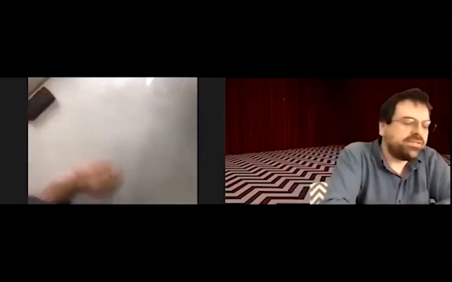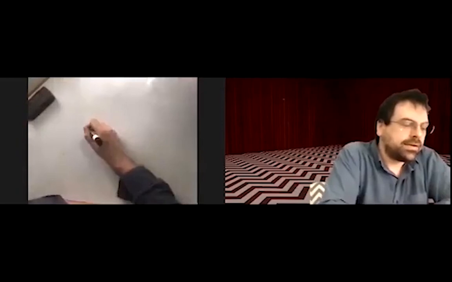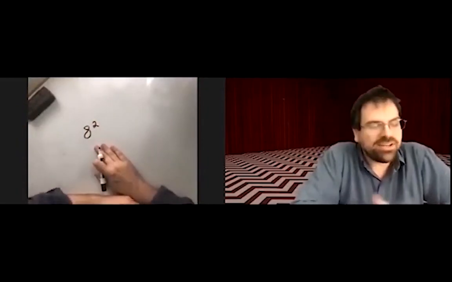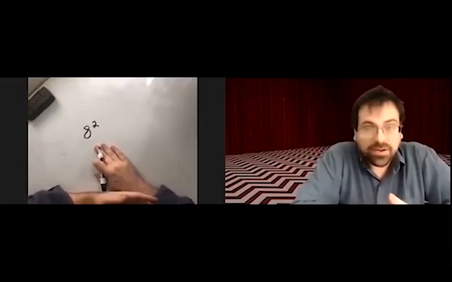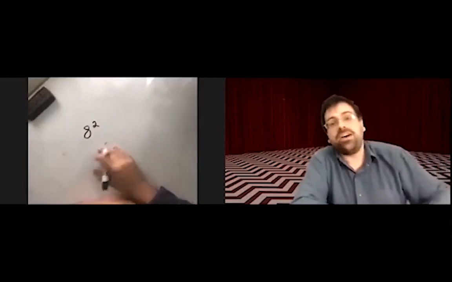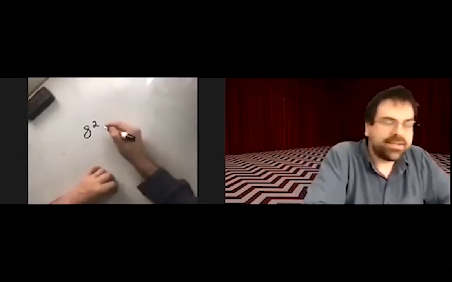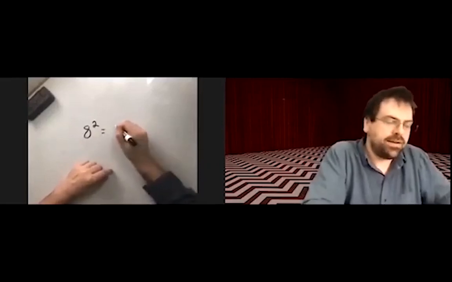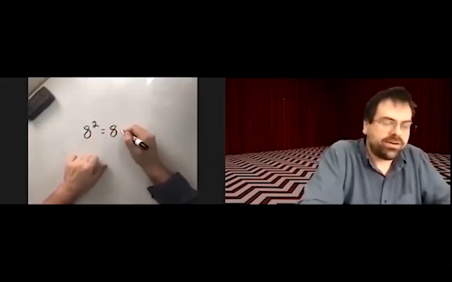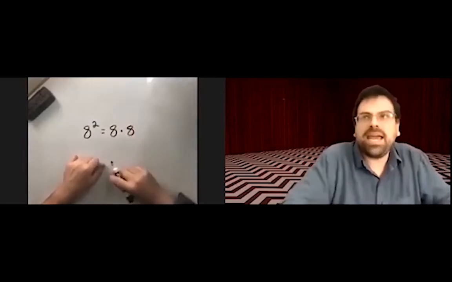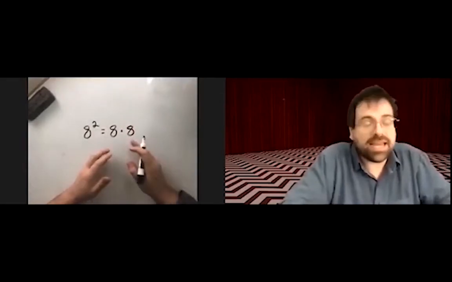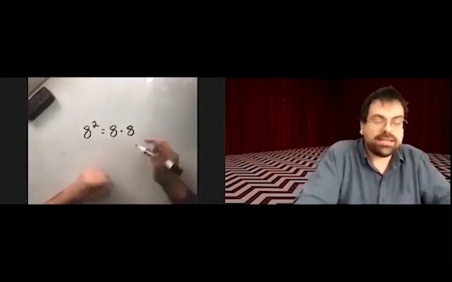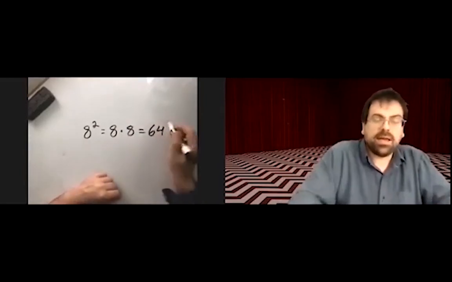Okay, now instead of just writing things in exponential notation, let's actually find the value. So how do we find the value? First, we unpack it. Think of this like a zip file. You have to unpack it to actually see what's inside. And 8 squared means 8 times 8. So a factor of 8, a total of 2 times, 2 factors. And 8 times 8 is 64.